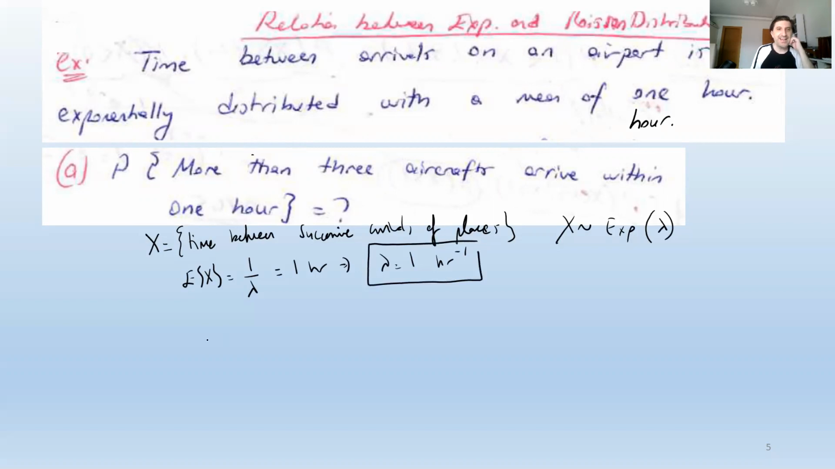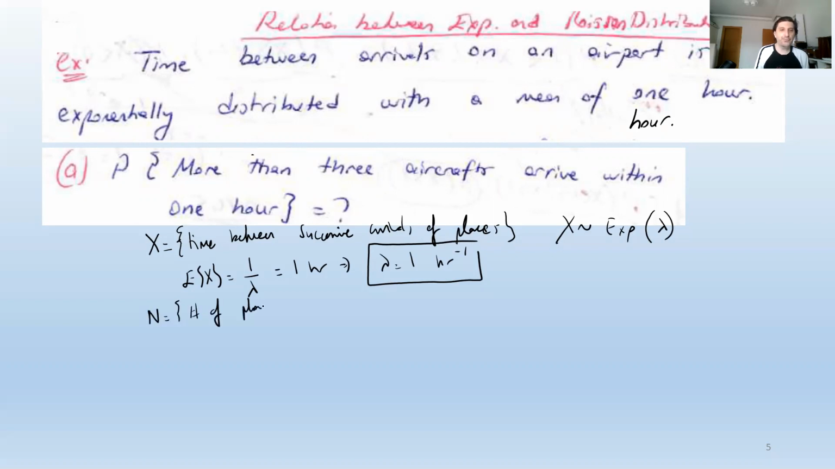That's great. Now, the question: more than 3 aircraft arrive within 1 hour. This doesn't seem like a very easy question to solve with the exponential distribution. Actually, there is a distribution called the Erlang distribution, but we are not going to talk about that. So can we solve this using some other distribution? Yes, we can, because every question that can be solved by the exponential distribution can also be solved using the Poisson distribution.